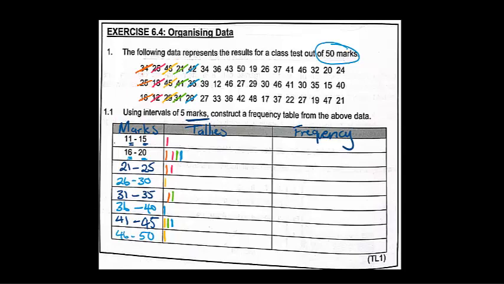Next up, I have 34, 39, 27. Next up, I have 36, 12, 33. Then I have 43, 46, 36, 50, 27.